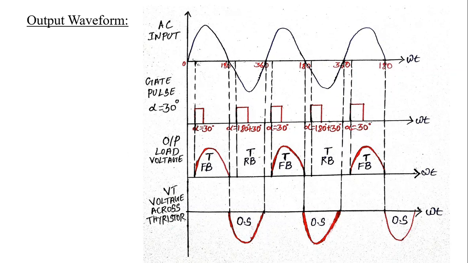By varying the firing angle, we can change the output voltage magnitude. That is the concept. To find the output voltage, we use the formula Vm divided by 2 pi times (1 plus cos alpha). By increasing the firing angle, the output will be reduced.